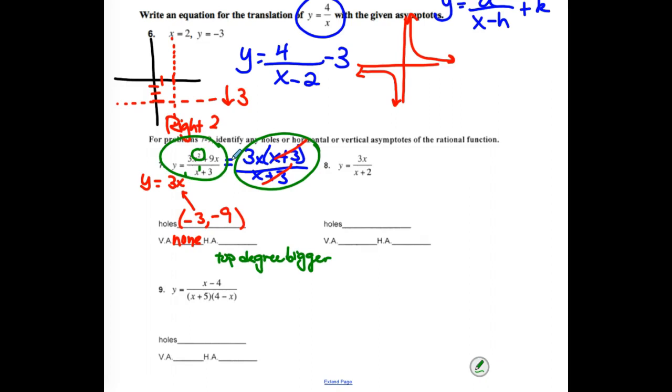So, top is bigger, which means, what happens when the numerator degree is bigger than the denominator? There isn't one. All right, so we're going to say none. When the top degree is bigger, there isn't one.